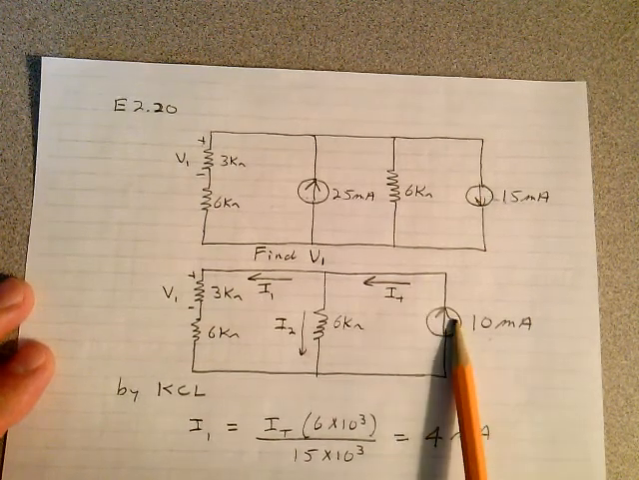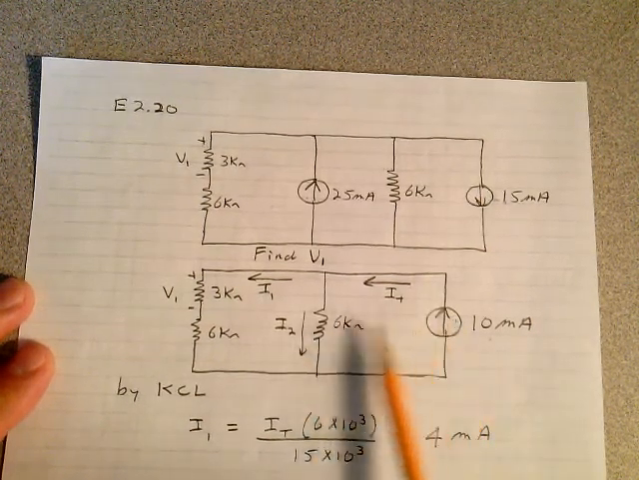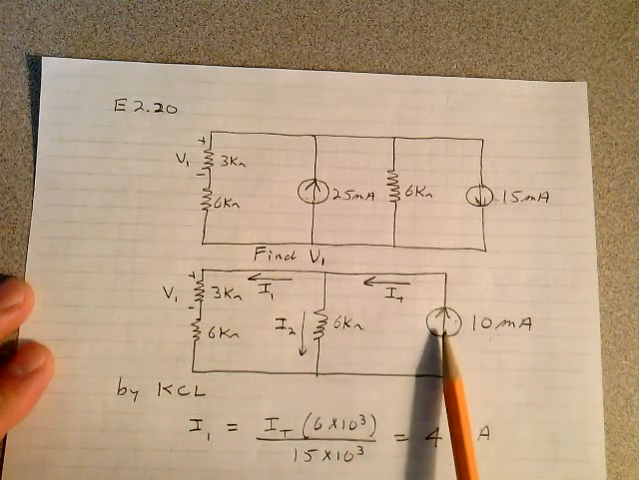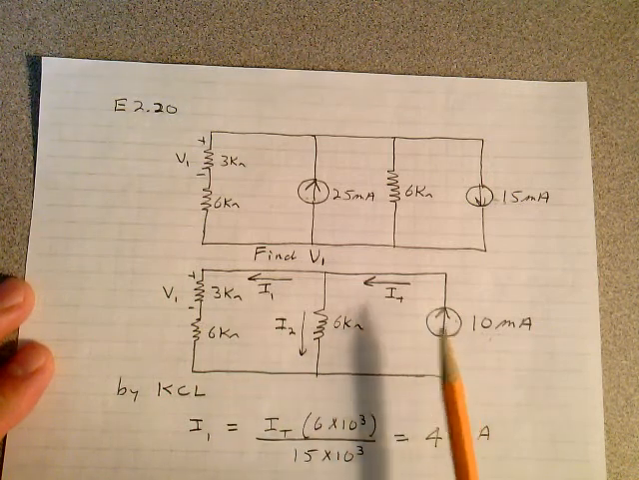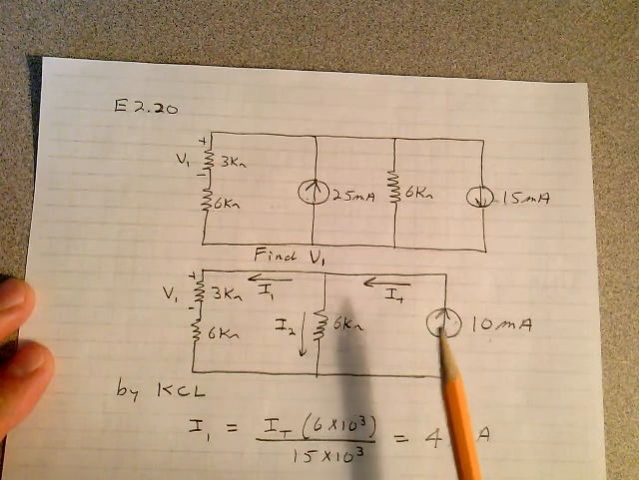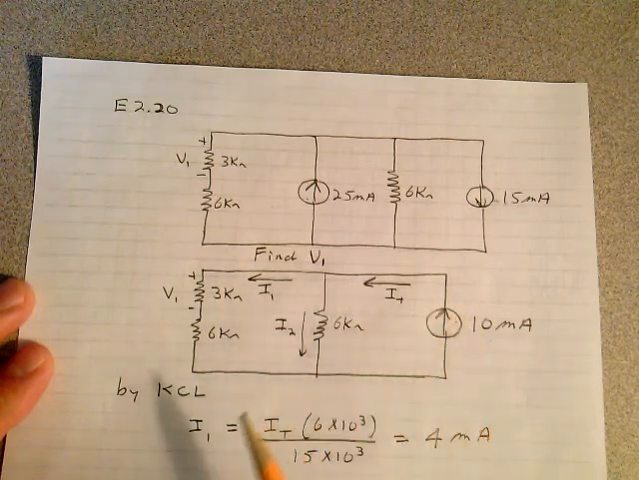This is a current source. You don't use voltage divider rules on current sources. On current sources, you use the current divider rule. On voltage sources, you use the voltage divider rule.